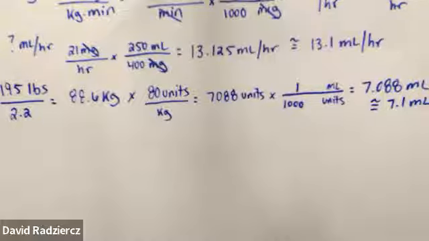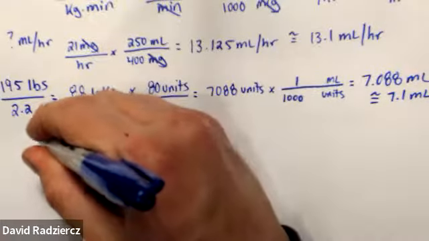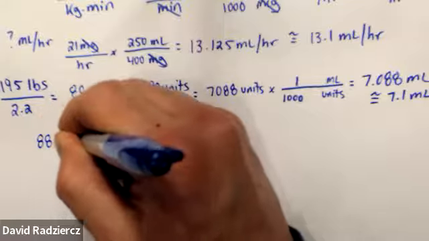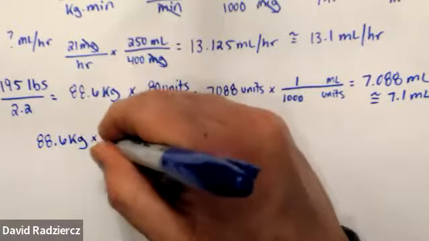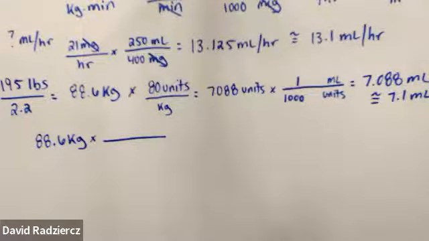All right. The next step then is to calculate the new infusion rate. So we'll take 88.6 kilograms, 4 units per kilogram per hour. So remember, it says to increase it by 4. So what are we increasing by 4?